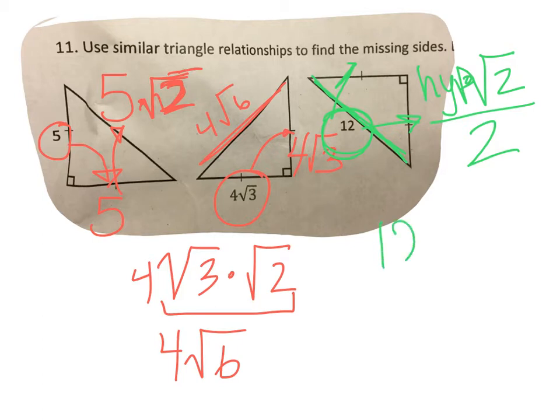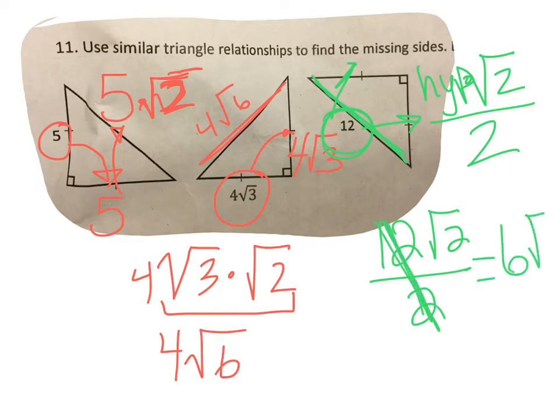So we have 12 times the square root of 2 divided by 2. 12 divided by 2 simplifies, and we get 6 roots of 2. So both of these sides of this triangle are 6 roots of 2 units long. So when you know the hypotenuse, you have to multiply by root 2 and divide by whole number 2 in order to get your side length.